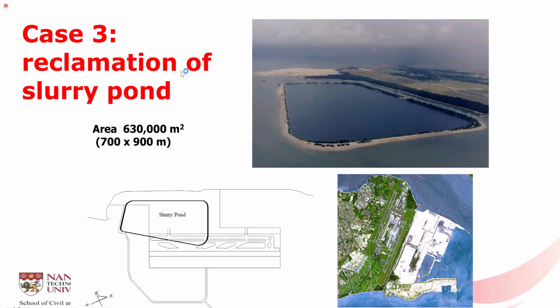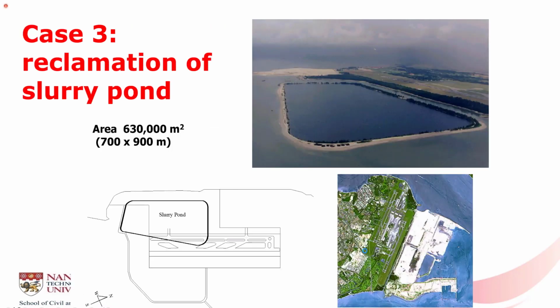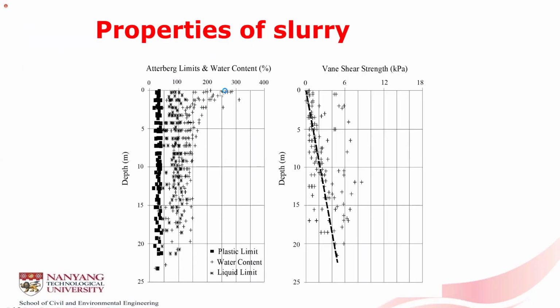Case 3 is for land reclamation of a slurry pond, shown over here. This is also part of the Changi East land reclamation project. In this pond, the clay slurry was deposited over the past years, as you can see from here, and the water content of the slurry is very high, ranging from 100 to 300%, and that means basically no shear strength. You can see from here, very, very small, even up to 20 meters.